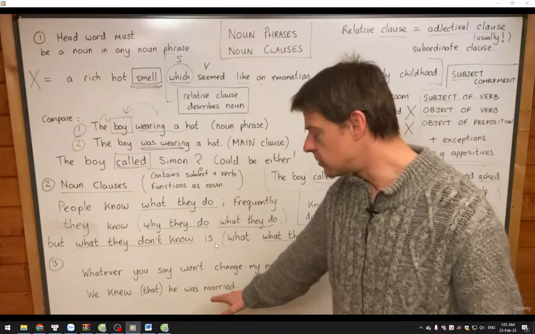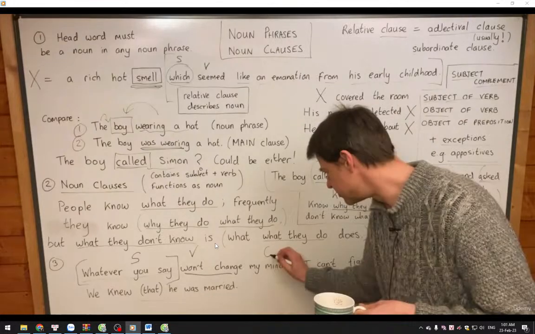So, noun clauses. Here's an example of a noun clause. Whatever you say, that is the subject of the verb, won't change. There's your verb in the future tense, won't change. Whatever you say won't change my mind. There's your object, my mind. It's what's being operated on by the verb change. So that's a noun clause. And why is it a noun clause?